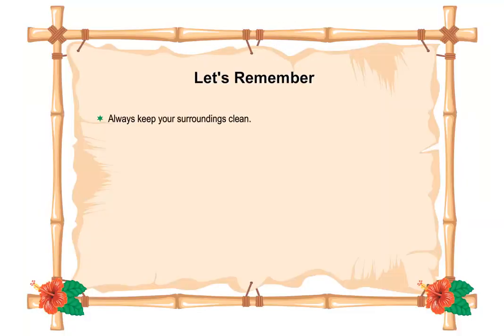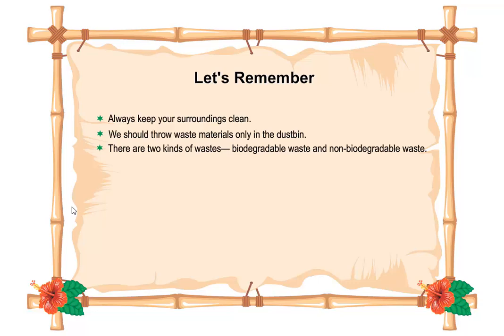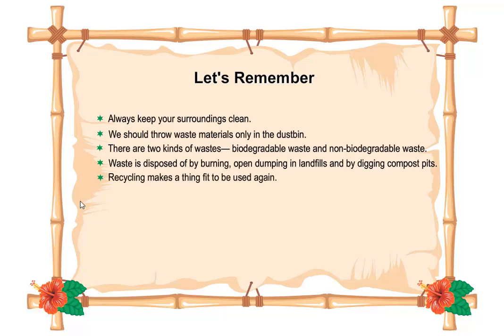Let's remember. Always keep your surroundings clean. We should throw waste materials only in the dustbin. There are 2 kinds of wastes, biodegradable waste and non-biodegradable waste. Waste is disposed of by burning, open dumping in landfills, and by digging compost pits. Recycling makes a thing fit to be used again. Paper, glass, aluminium, and plastic are recyclable materials.